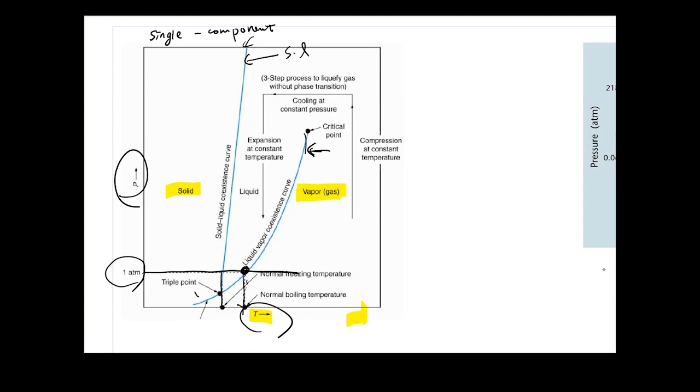How about this? Solid to liquid. Freezing point or the melting point, right? Depending on how you define the directions. If it's solid to liquid, it's melting point. Liquid to solid will be a freezing point.